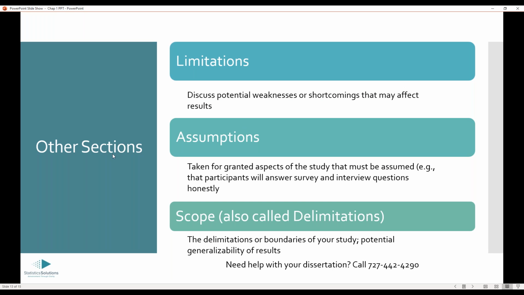Other sections, I've kind of lumped these together because, again, these school templates, they're required in some, they're not required in others. These can include a section for limitations, where they want you to describe potential weaknesses, potential shortcomings that may have real effects on your results.